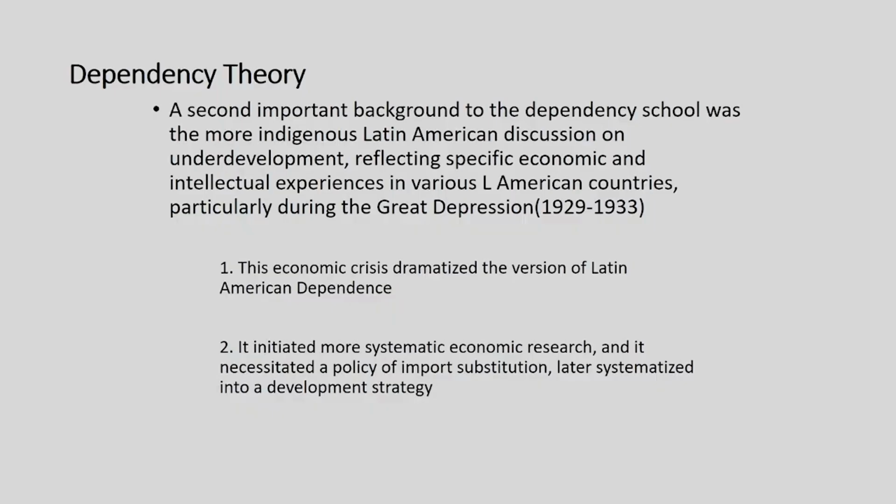A second important background to the dependency school was the more indigenous Latin American discussion on underdevelopment, reflecting specific economic and intellectual experiences in various Latin American countries, particularly during the Great Depression from 1929 to 1933. This economic crisis dramatized the dimensions of Latin American dependence. It initiated more systematic economic research, and it necessitated a policy of import substitution, later systematized into a development strategy.